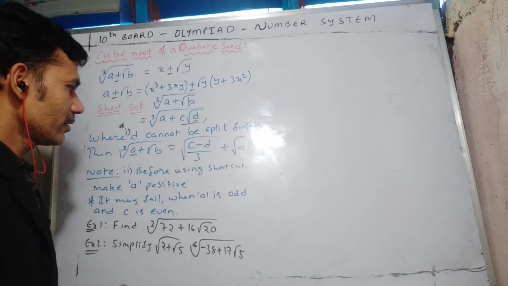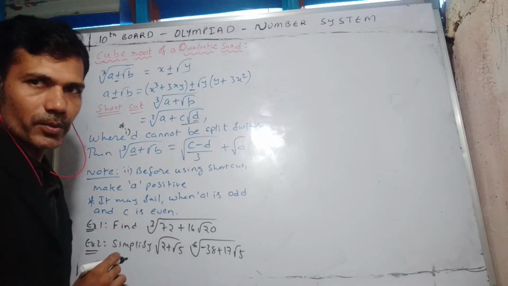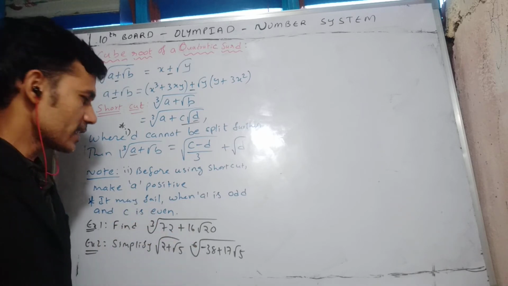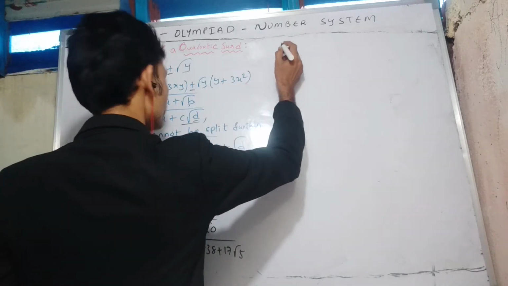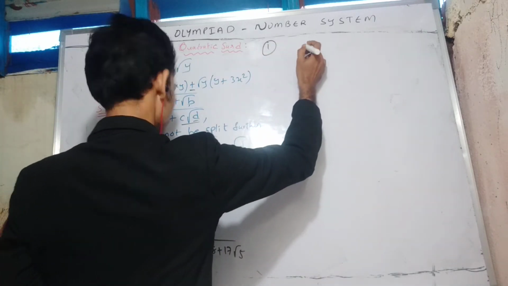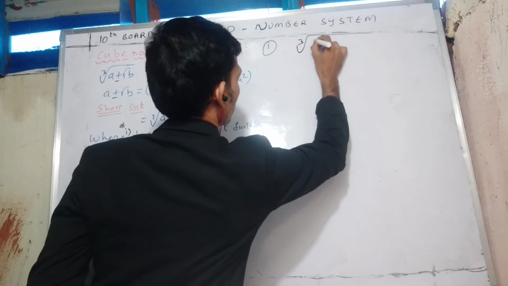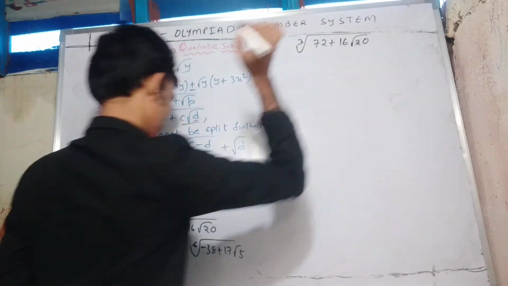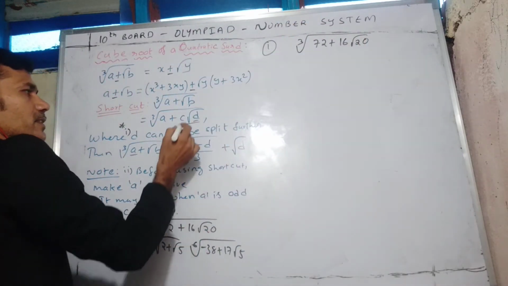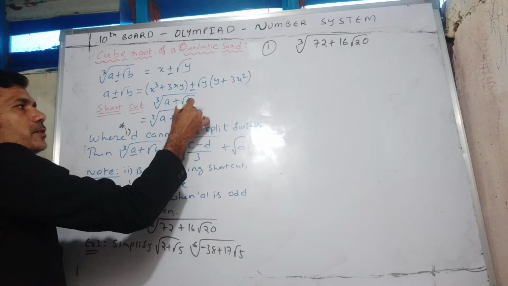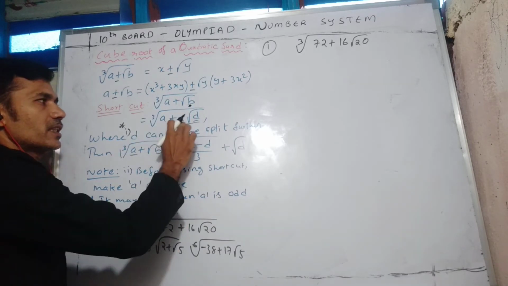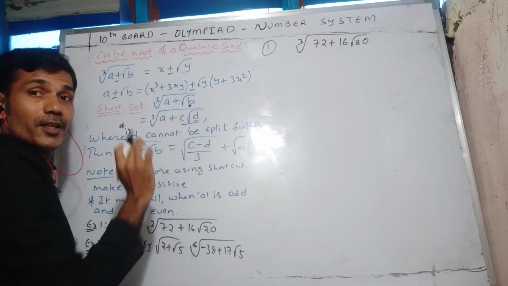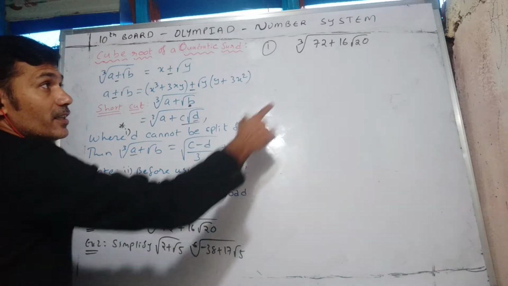Next, we'll do two problems so that you will understand the concept. First we will find the cube root of 72 plus 16 times root 20. That is our first example. Here, first condition you were told: this should not be split further. Don't think c and d are present and use this shortcut. Root 20, you check.